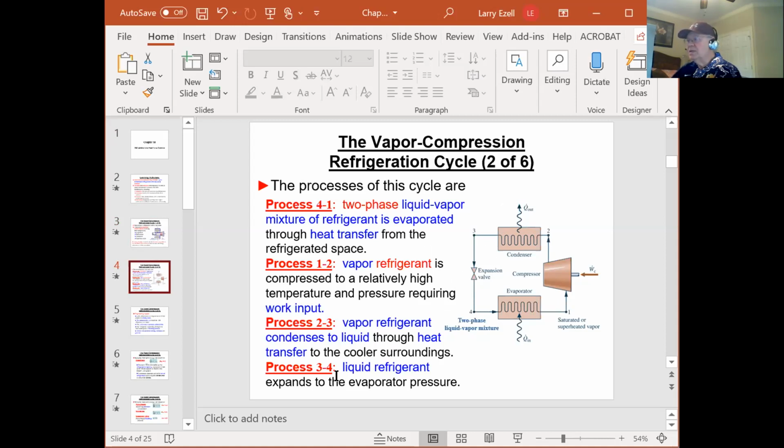Process 3 to 4 is a throttling process, a constant enthalpy process, where you go from a high pressure liquid to a low pressure mixture, part vapor, part liquid.